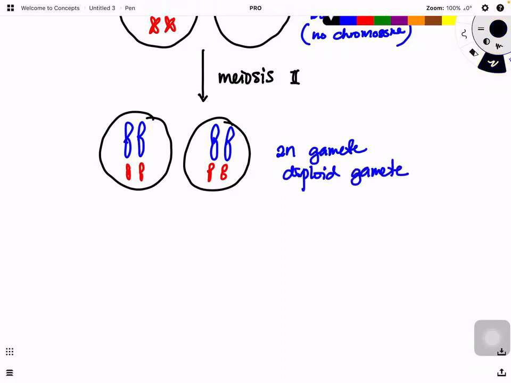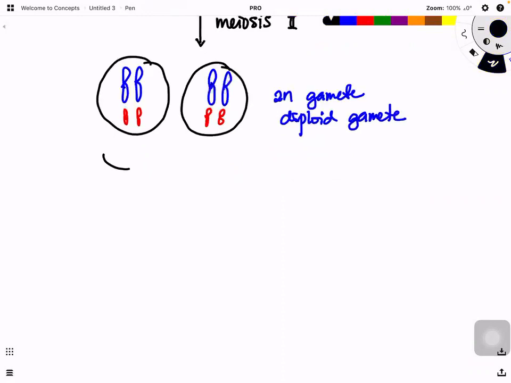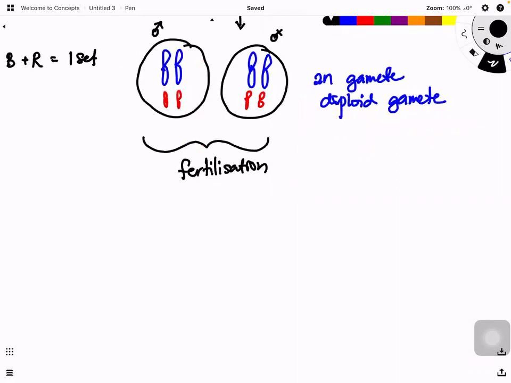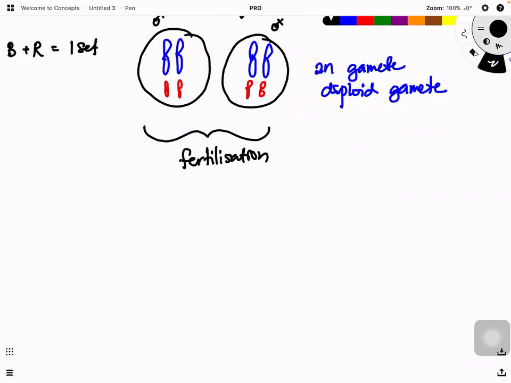So when these 2 diploid gametes fertilize together, always remember 1 blue plus 1 red is considered 1 set. Are you clear? So here we have diploid gametes. When fertilization takes place, let's say this is a male gamete and this is a female gamete. If the fertilization takes place, what will happen? You're going to get a tetraploid. You can see that.